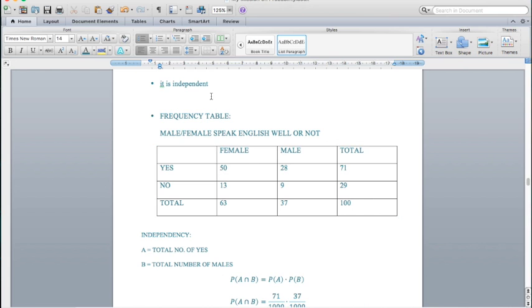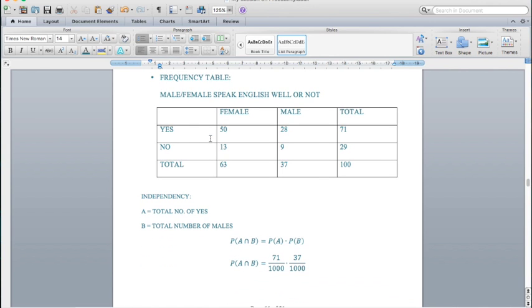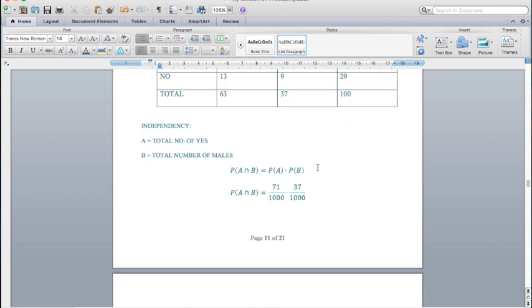And this is my other frequency table used for male and female, whether they speak English well or not. And it turns out that 71 people voted yes, and 29 people voted no. And 63 females and 37 males make up 100 in total.